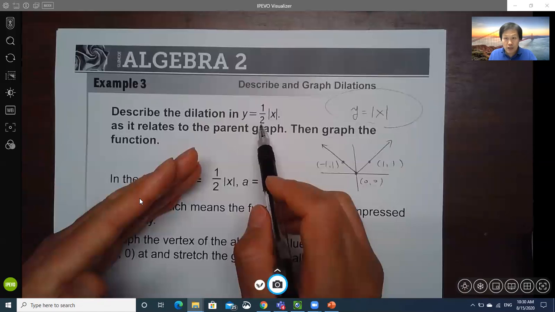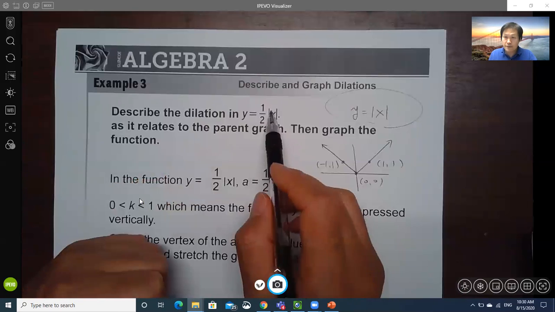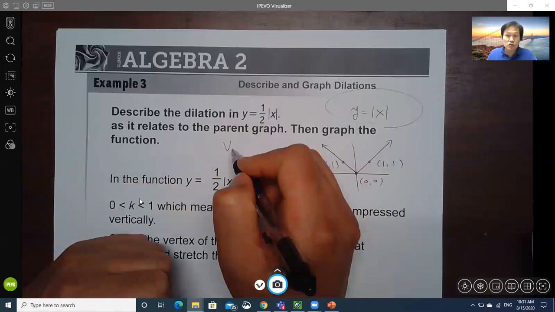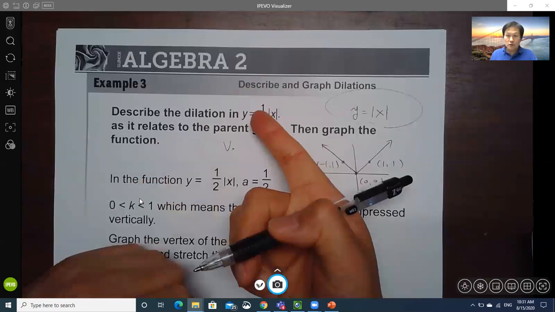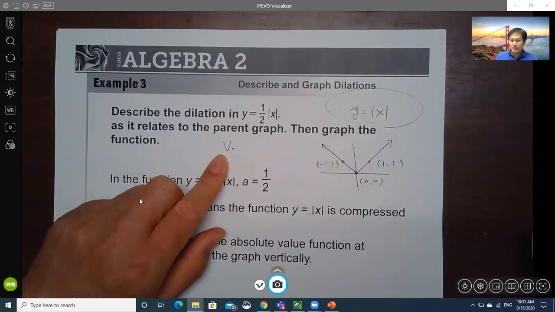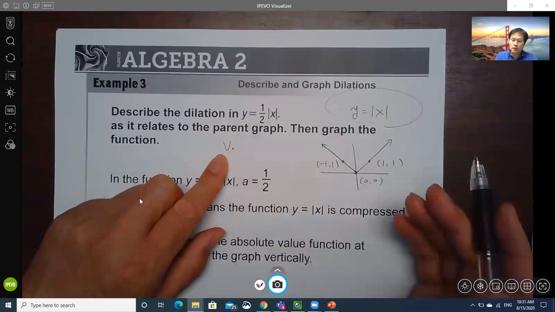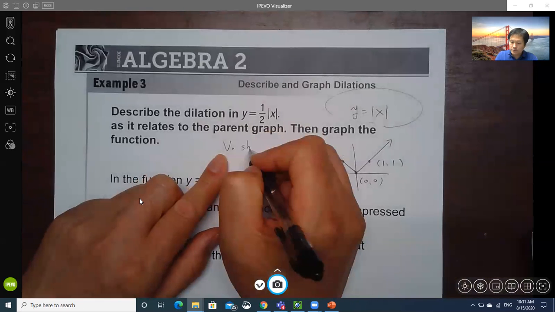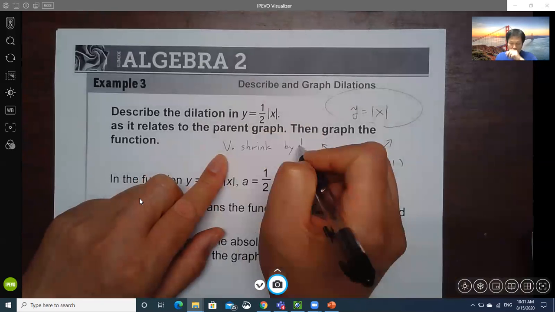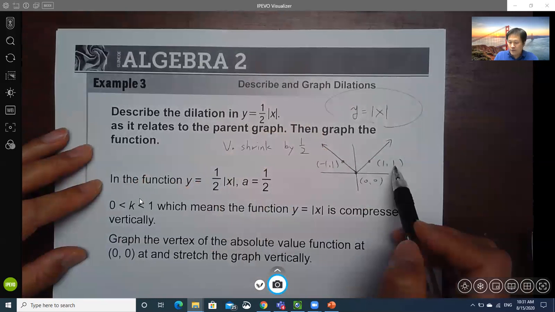Can x see 1/2, yes or no? No. x is locked up by the absolute value. x cannot see 1/2. That means it has nothing to do with x. It should be vertical. Now, next question: stretch or shrink? 1/2 is a small number, 0.5, less than 1. Should be vertical shrink by 1/2. So how are you going to graph it? The y value is multiplied by 1/2. The y value is multiplied by 1/2.